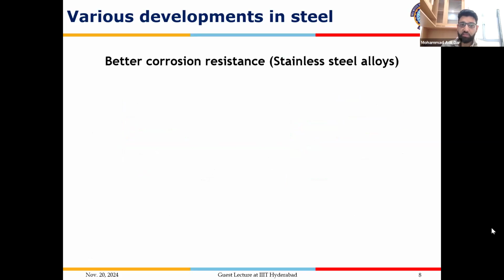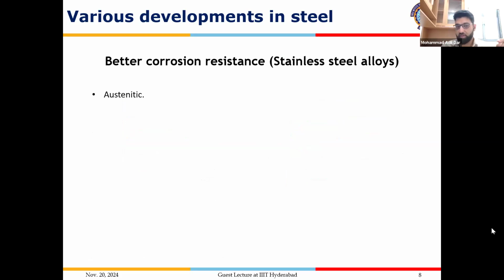The other aspect is its corrosion resistance. Now we know that carbon steel has one major flaw, that is its poor corrosion resistance, although there are techniques to get away with that. But sometimes from a life cycle assessment perspective, it may not be very feasible to do the treatment for corrosion resistance. As a result, we develop a different kind of steel alloy known as stainless steel alloys.